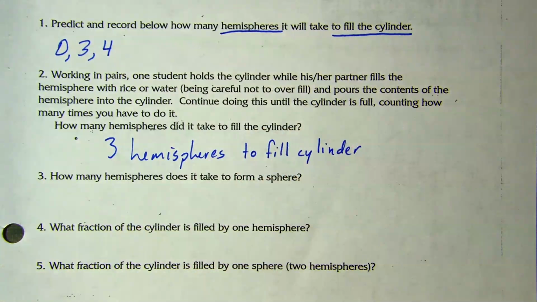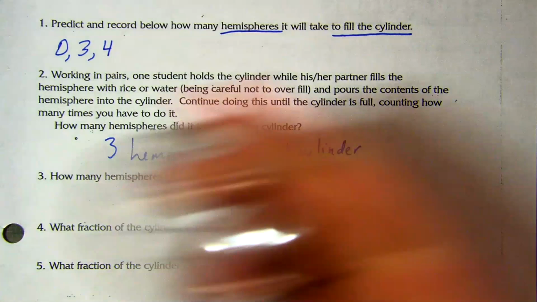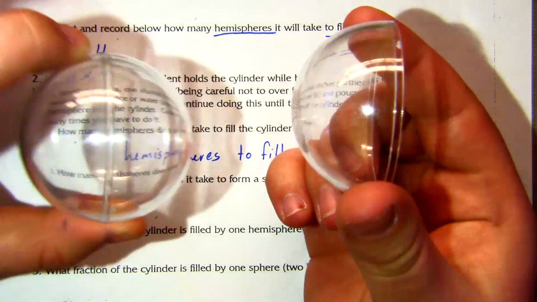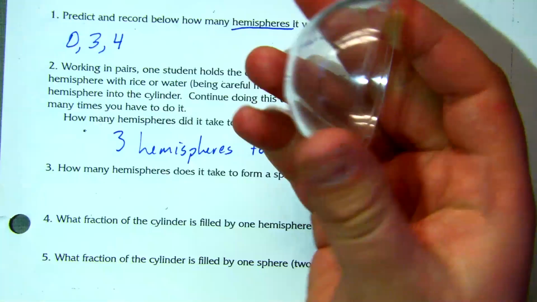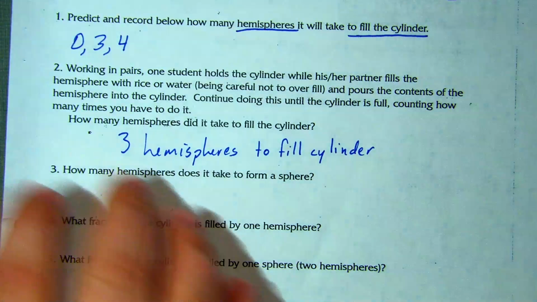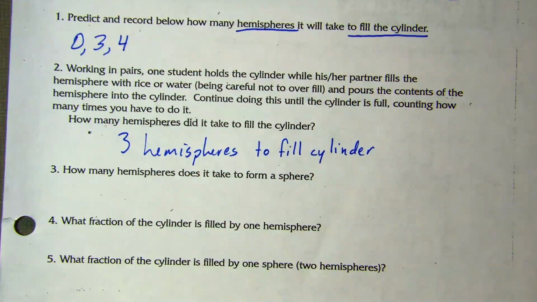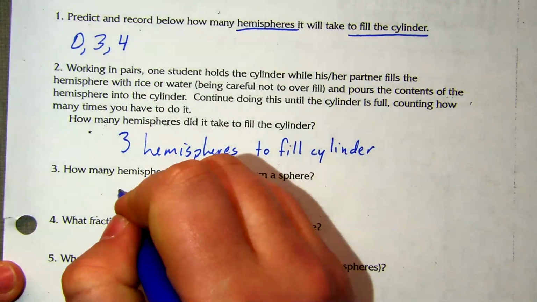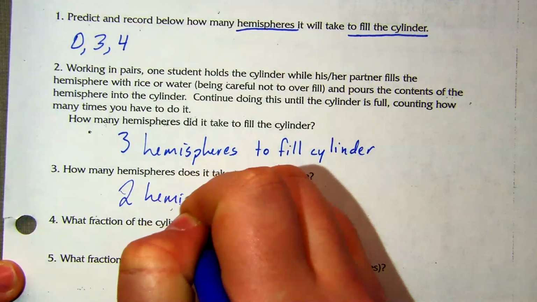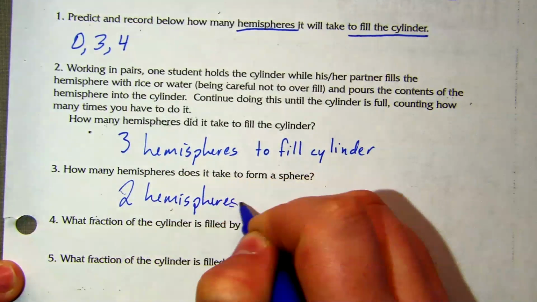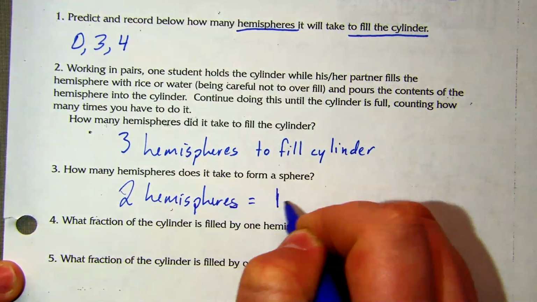So, looking at question 3, feel free to shout it out or message it in the chat. How many hemispheres does it take to form one sphere? Awesome. Yeah, exactly. 2 hemispheres equals 1 sphere. Awesome.